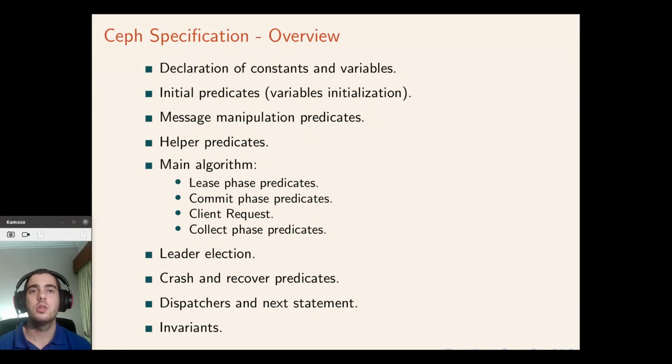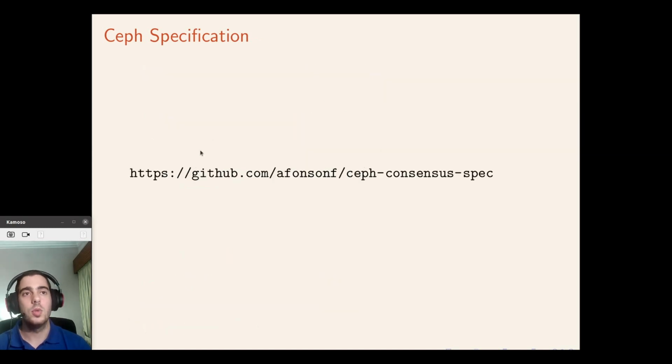Before I show the specification, I'll just give a little overview of the various sections that are present in the specification. So at the beginning we have declaration of constants and variables, some initial definitions for variable initialization, message manipulation definitions, helpers, then the main algorithm separated by the list phase, the commit phase, collect phase, and also the client requests, the leader election, then definition for crash and recover, the dispatchers and the next statement, and at the end we also have safety properties that are called invariants. The specification is open source at this URL on my GitHub.